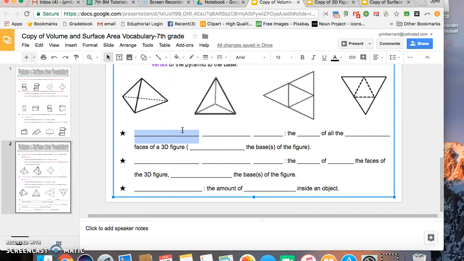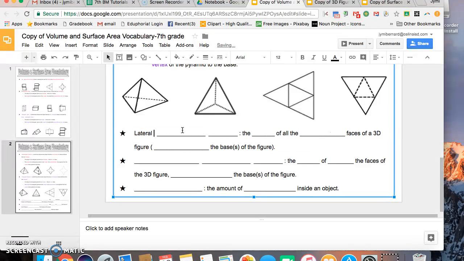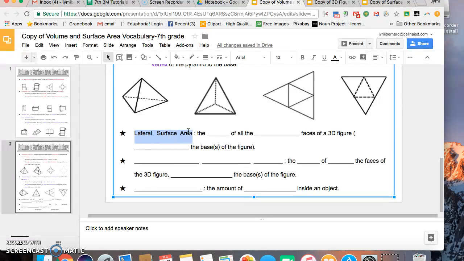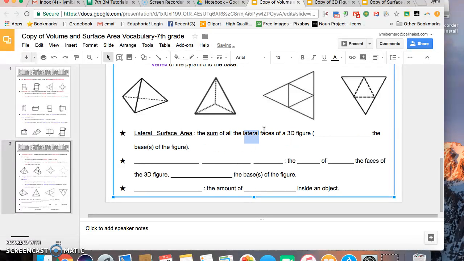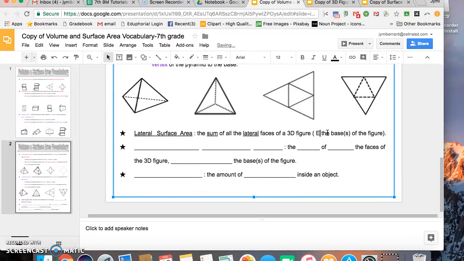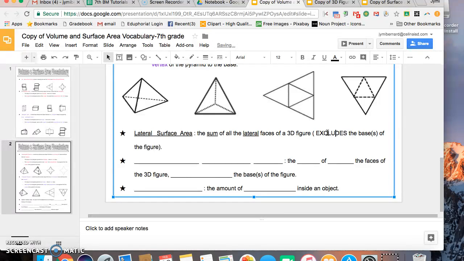Okay, now we're talking about what we did yesterday in our NERDS activity, and that is lateral surface area. Lateral surface area is the sum of all the lateral faces excluding the bases. So remember yesterday we said all the faces but the bases.